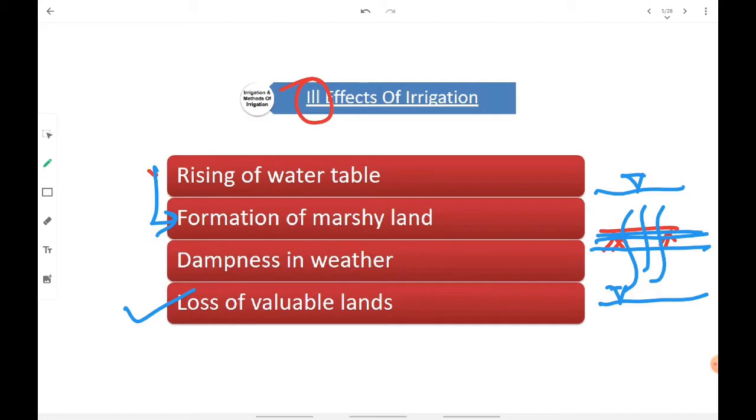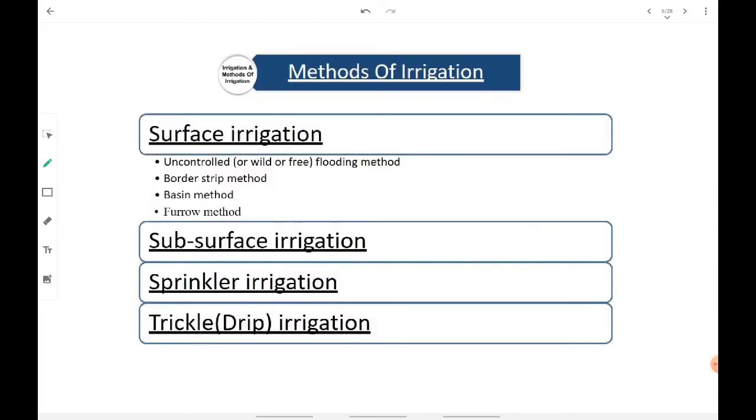But see, we need to take a look at the wider aspect of irrigation. Irrigation brings development, irrigation brings more cultivation, irrigation brings overall economic development. That's why instead of looking at these 3 to 4 ill effects, we need to look at the bright side of irrigation. Okay, now let's see what the next topic is.